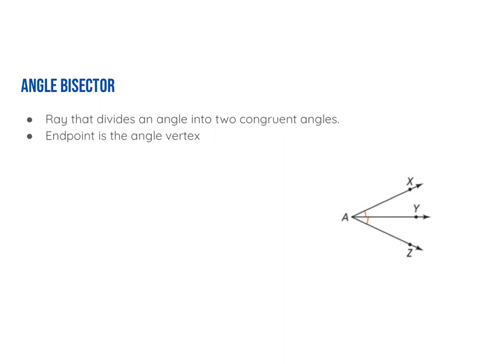Okay, we've talked about this a little bit, but just to revisit, an angle bisector is a ray that divides an angle into two congruent angles. So AY is my angle bisector, right? And then this angle is the same as this angle, okay? Endpoint of that ray is the vertex of the angle.